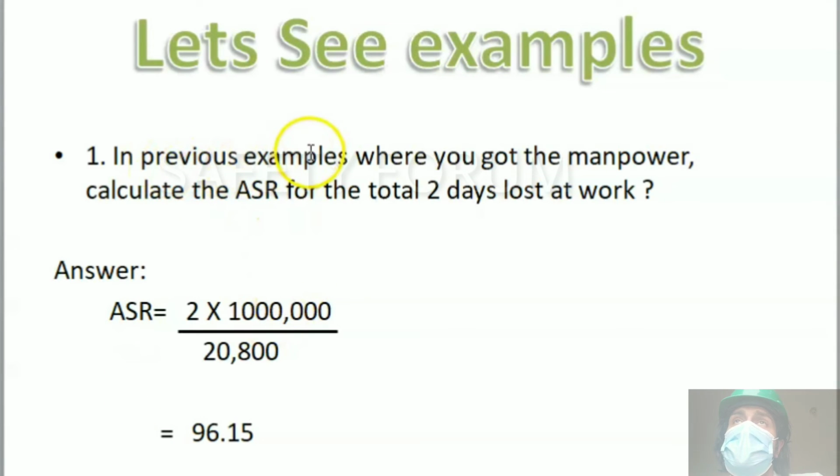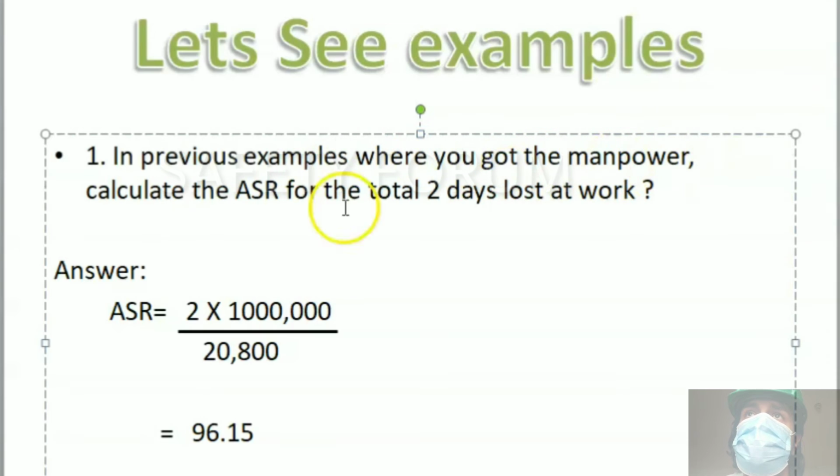In previous examples which we have seen, we have calculated the total man hours worked. So in the previous example where you got the manpower, calculate the ASR for them. You have to calculate the accident severity rate for a total of 2 days lost at work. So if there were total 2 days lost at work, how will you implement the accident severity rate? It's very simple.